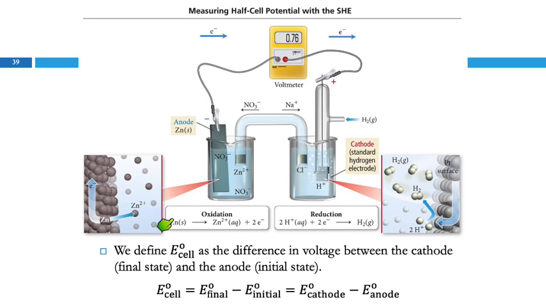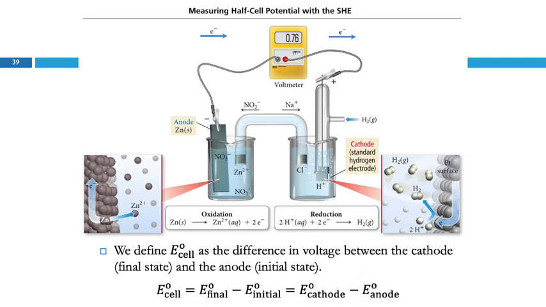So when we connect this zinc reaction to the standard hydrogen electrode, and we measure the voltage difference between the anode and the cathode, we get a number of 0.76. So this is the cell potential. The cell potential is the difference in voltage between the cathode and the anode. The anode is the initial state, the cathode is the final state. So E cell is final minus initial, or E cathode minus E anode.